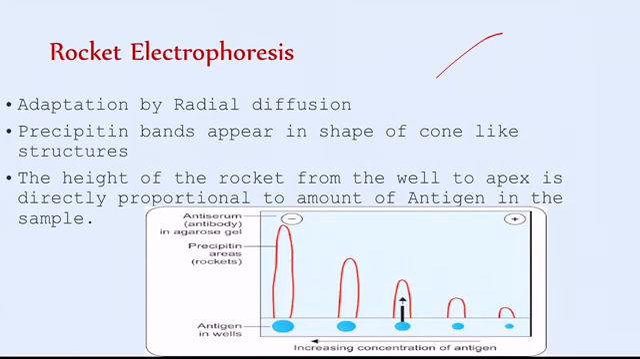Another one is rocket electrophoresis. It is an adaptation of radial diffusion. Here, first the antiserum is incorporated in the agarose gel, which is placed on the glass slide. Now wells are made, and increasing concentrations of antigen are added to the wells, and the gel is subjected to electrophoresis. It leads to the formation of cone-shaped structures, and the height of the cone is directly proportional to the concentration of the antigen.